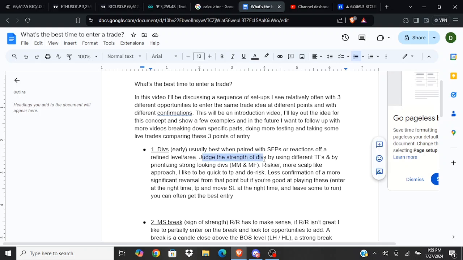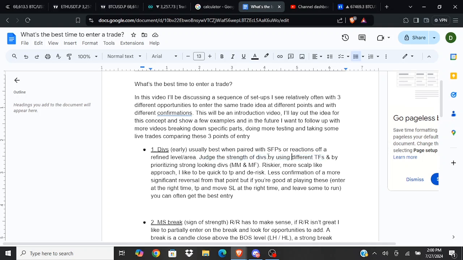Also, judging the strength of the div by using different time frames. It's obviously better if you see divergences on multiple time frames rather than just one, or at the very least when maybe low time frame divergences look like they can play into how the higher time frames are looking. Maybe on the 1 hour you're seeing a trigger wave print, or you're just seeing momentum and money flow start to turn to the upside as you're seeing lower time frame divergences.